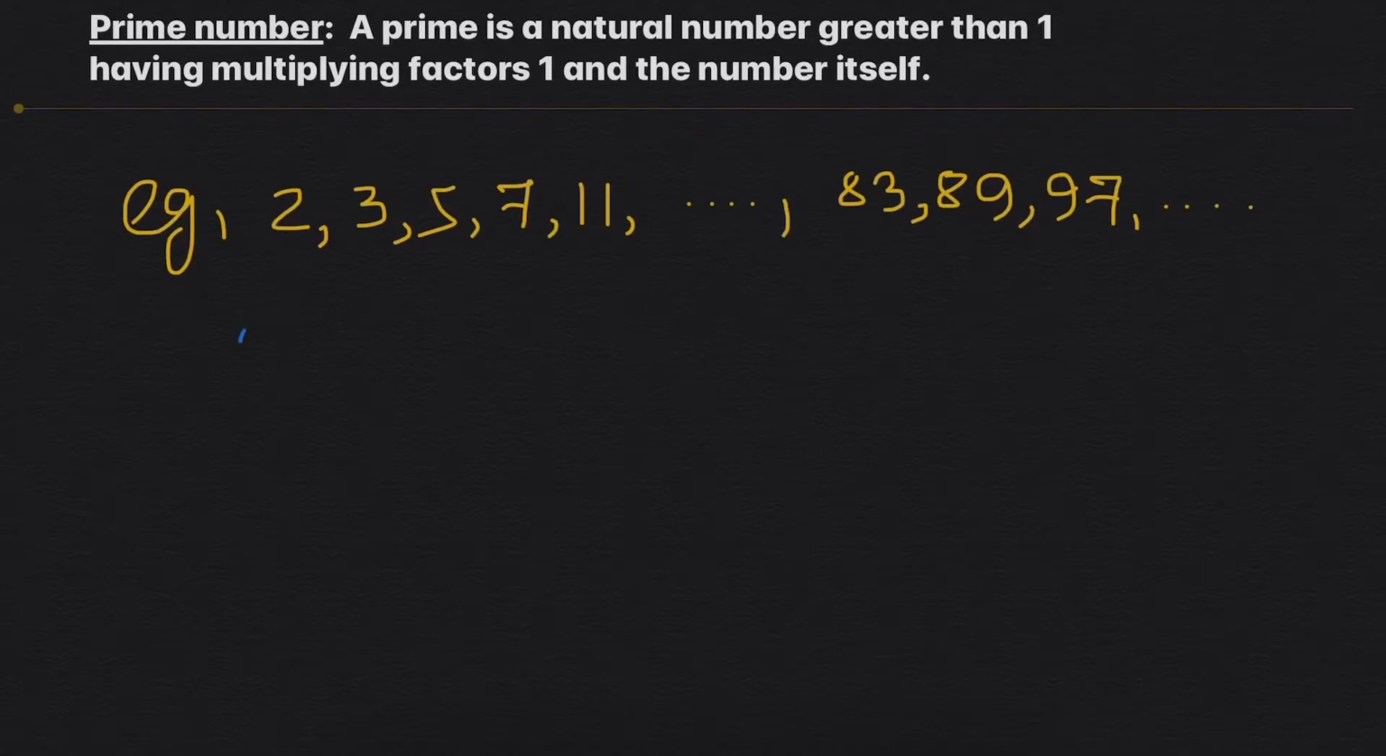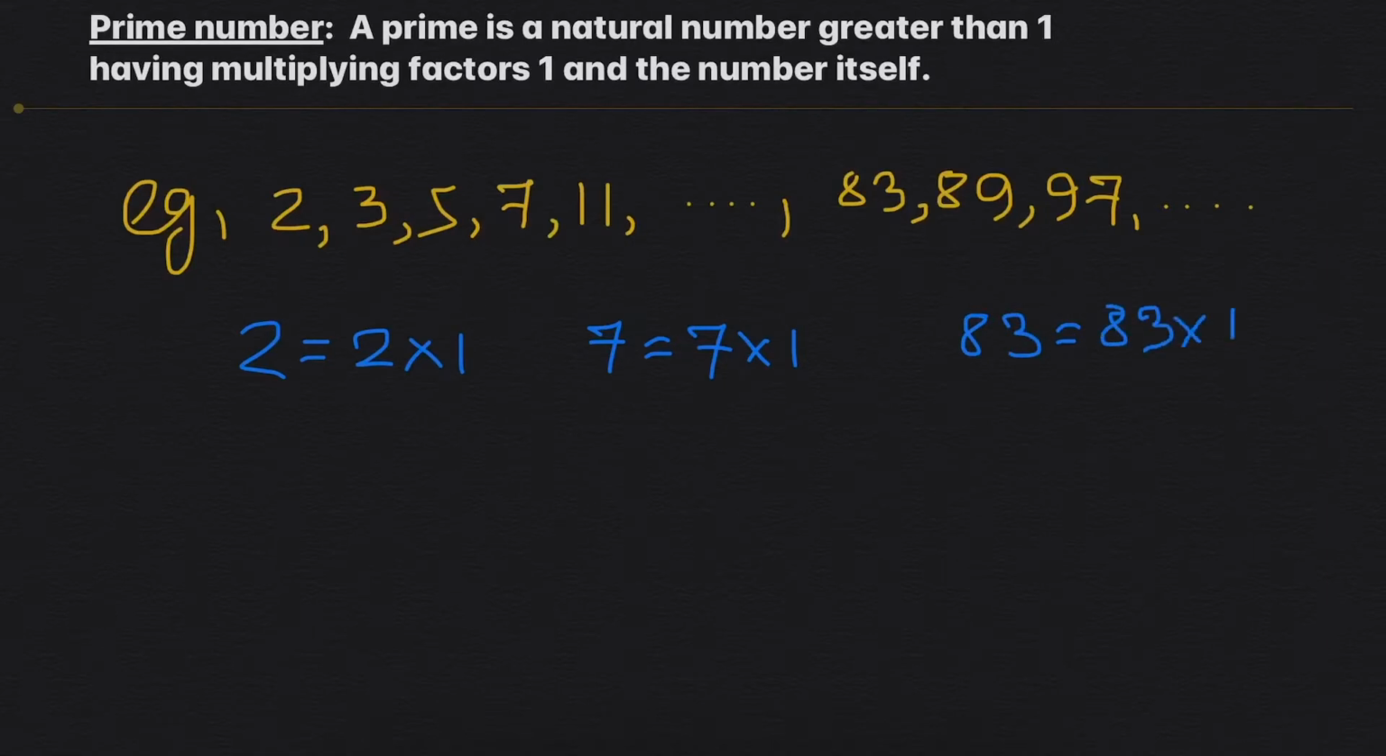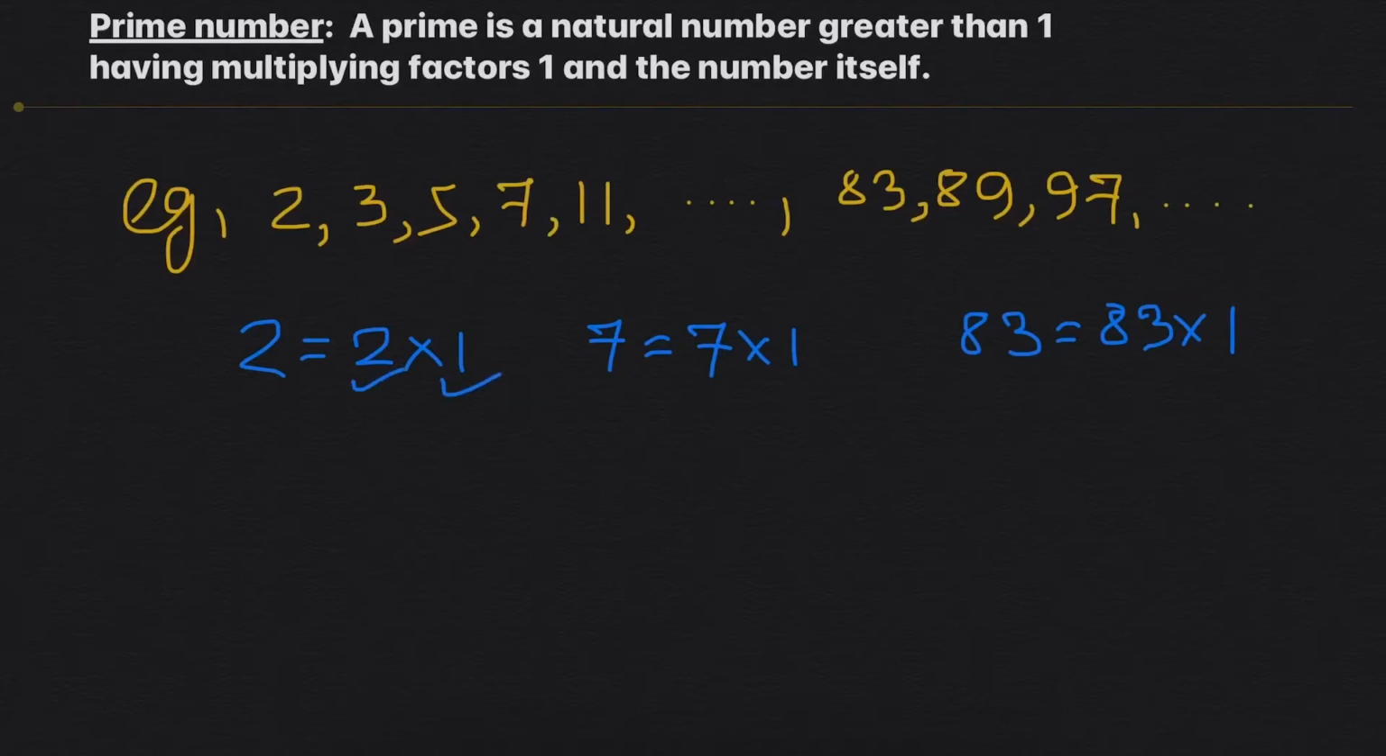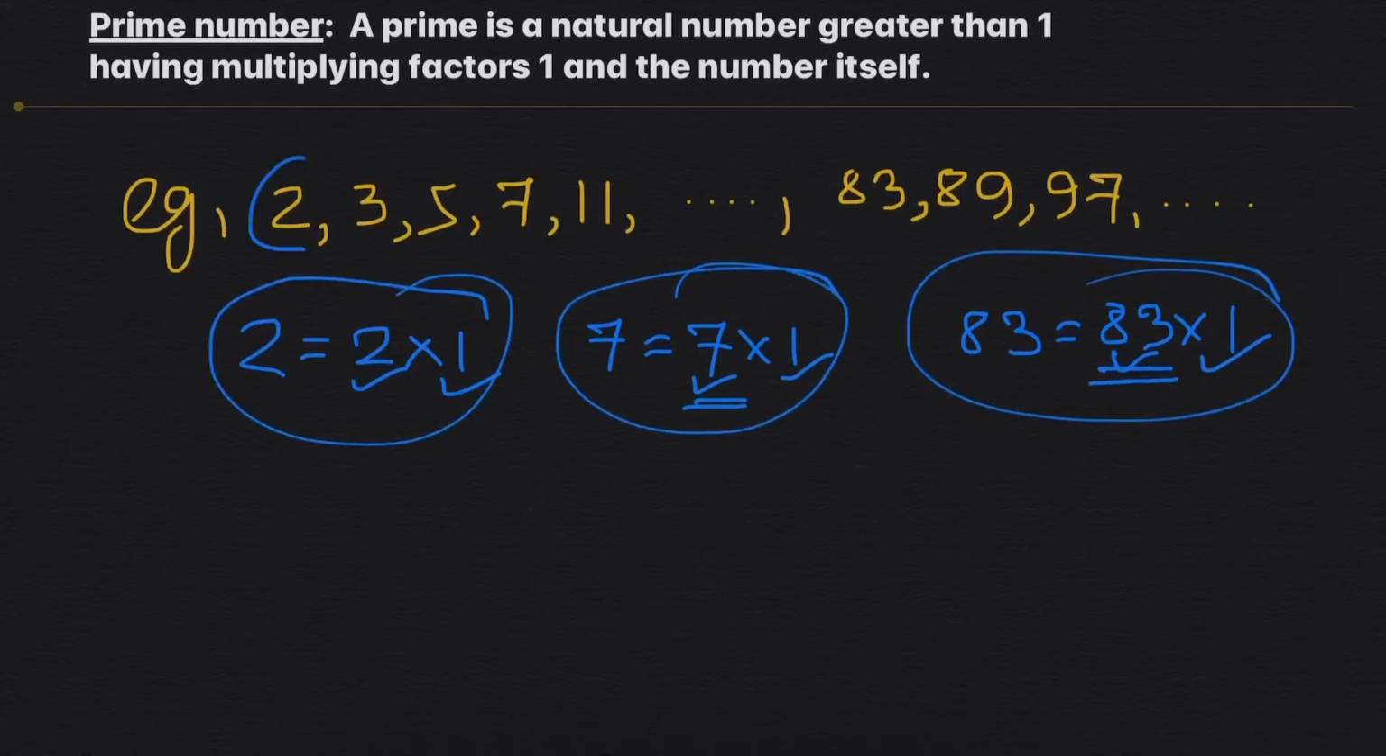In this type of number, if we see, 7 is equal to 7 into 1, and 83 is equal to 83 into 1. We cannot get any other factor except 1 and the number itself in every case, right? So these are called the prime numbers. 2 is the smallest prime number.